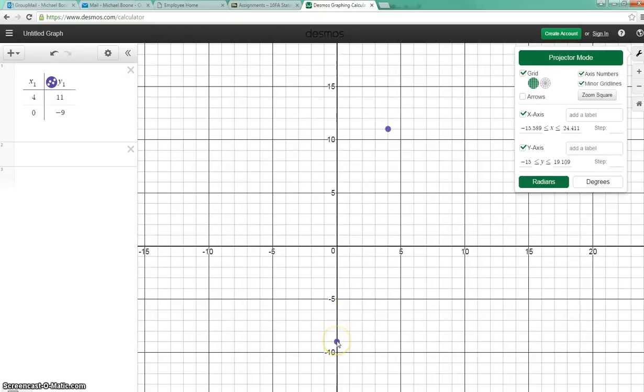Well, again, I know the y-intercept is 0, negative 9, so that means that b value, in y equals mx plus b, is going to be negative 9. The slope is a little bit harder. I could count. I'm going up a whole bunch, looks to be about 20, and then I'm going over 4. So 20 over 4 is 5. That's our slope.